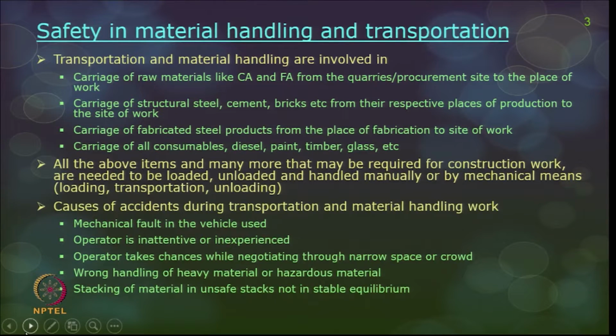Apart from this, you also have the carriage of a lot of consumable items like diesel, paint, timber, glass and so on, which are also used and consumed in the process. All these items and many more that may be required for construction work have to be loaded, unloaded, and handled manually or mechanically by using equipment, and also disposal, usage and the scrap.